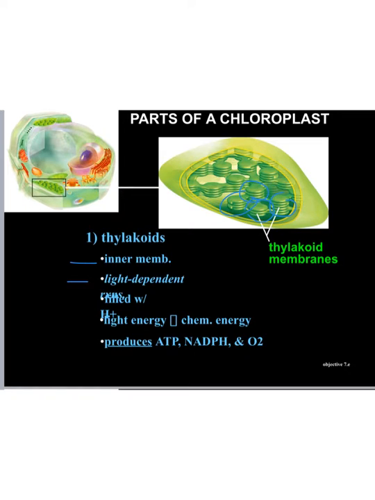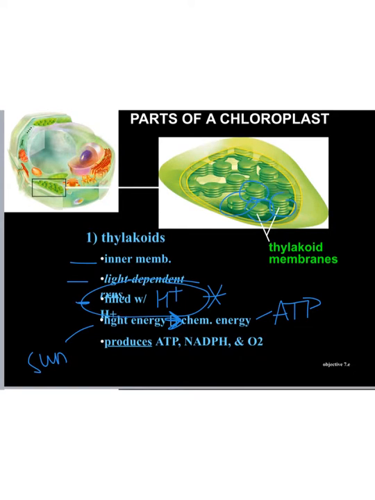So the light-dependent reactions take place here in the thylakoids. They are filled with hydrogen ions, and that's going to be important for us. In just a moment, we'll talk more about that. The purpose of the light-dependent reactions that happen in the thylakoid is to take that light energy and convert it to chemical energy. That light energy, remember, comes from the sun. The chemical energy is going to be in the form of ATP.